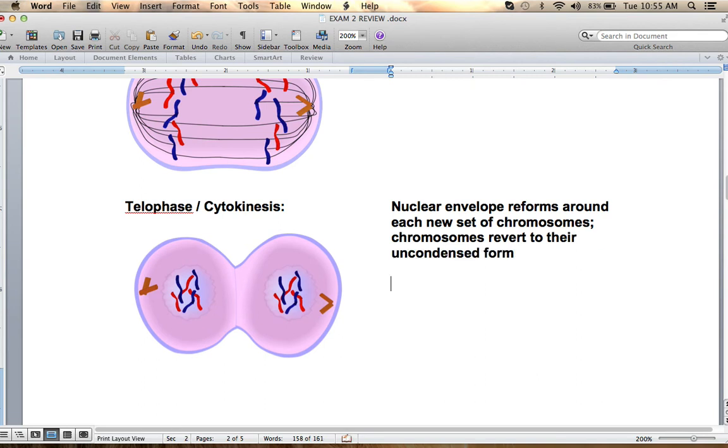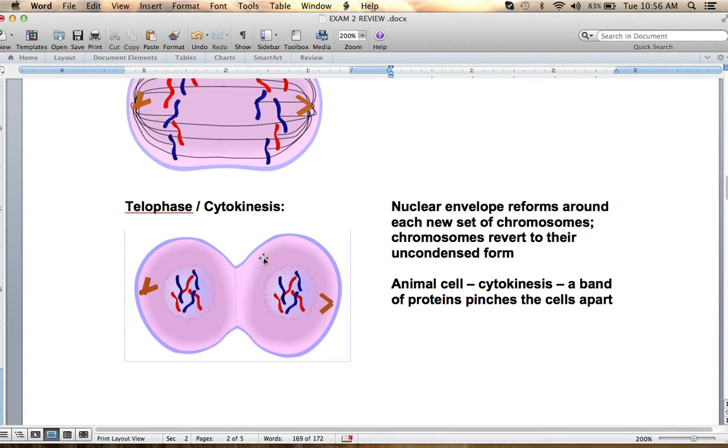Now, cytokinesis is a little different in animal cells versus plant cells. This picture is showing an animal cell. So in an animal cell, in cytokinesis, a band of proteins will form around the center of the cell and kind of pinch the cells apart. You can see in this picture that there's this band of contractile proteins that's going to pinch these two cells apart. And each of the daughter cells is going to be identical in the number of chromosomes to the original parent cell.